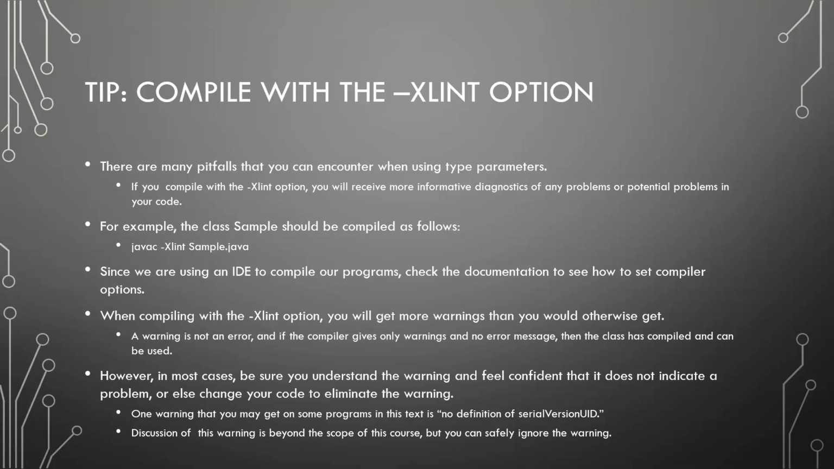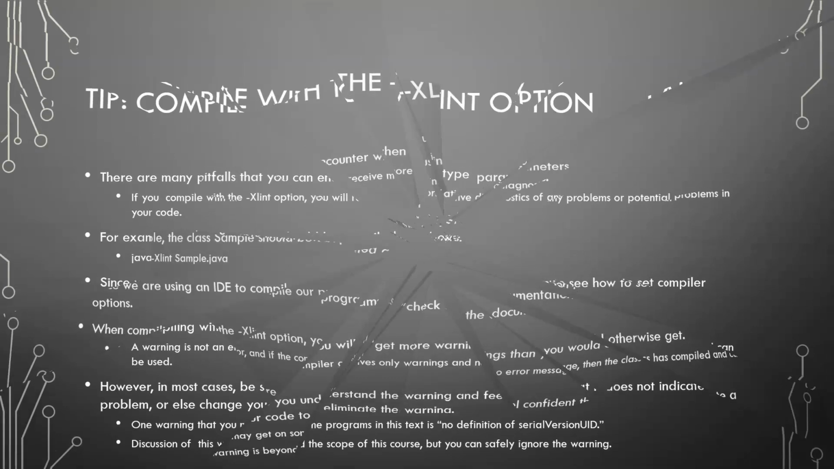One warning that might show up in some programs in the text is no definition of serial version UID. Now, discussion of this particular warning, for example, is beyond the scope of the course. So for our purposes, we're going to safely ignore that warning if it appears.